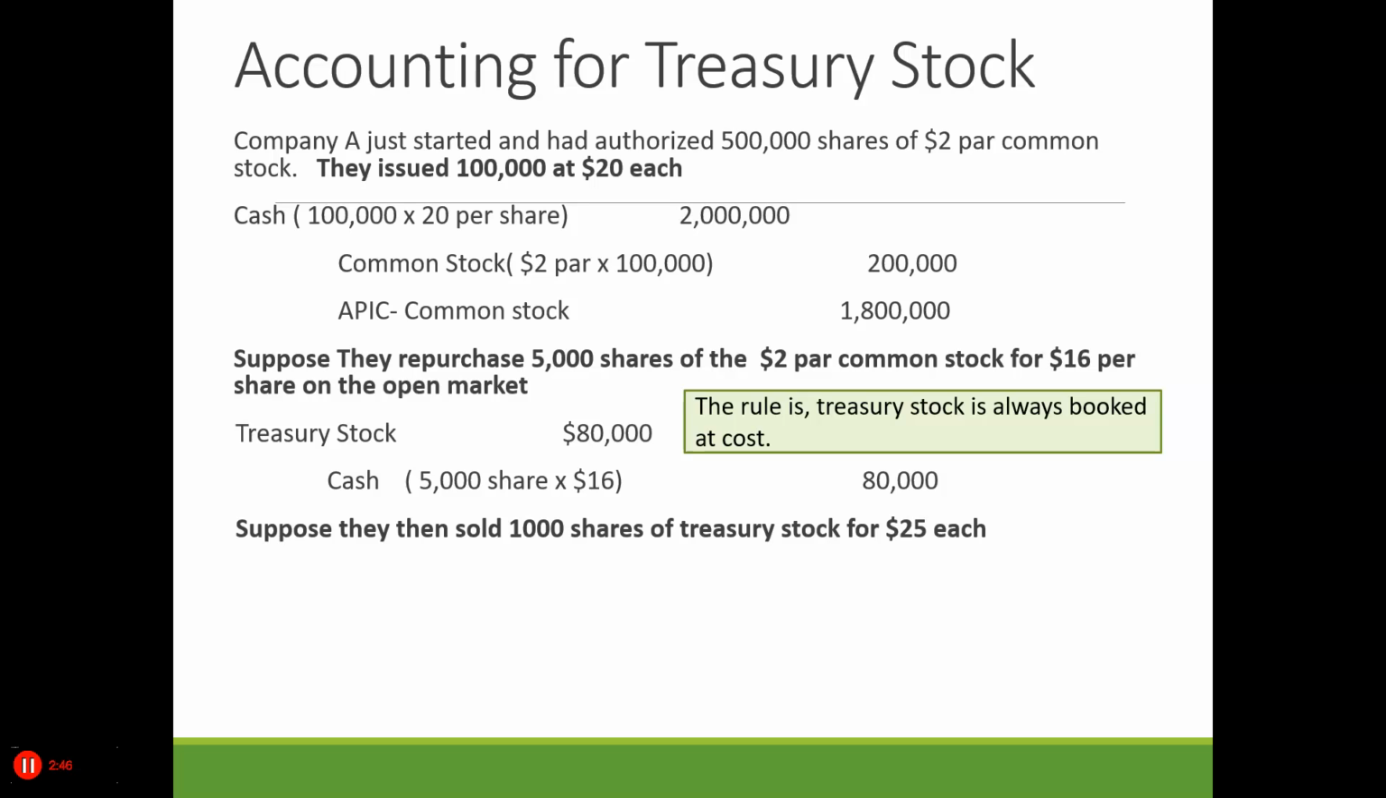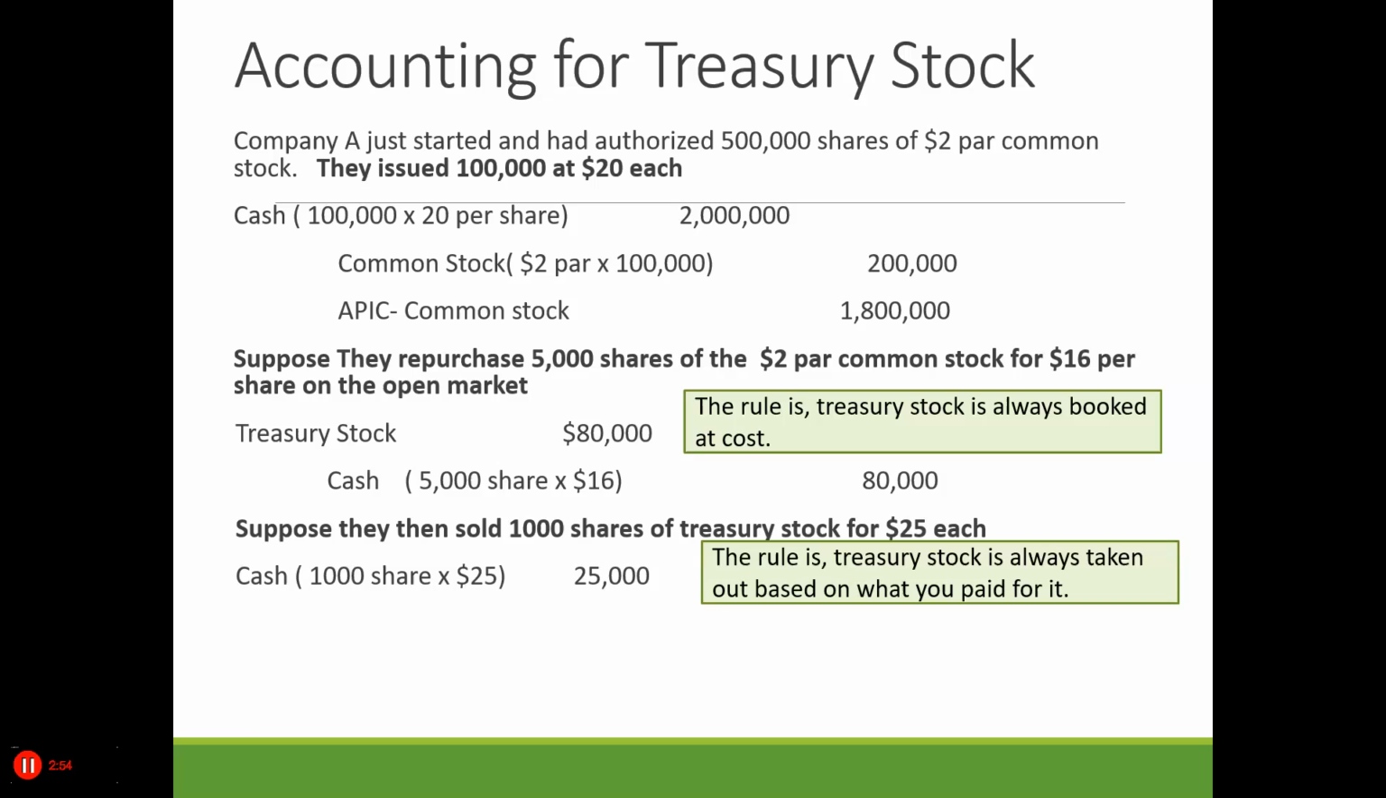Suppose they then sold 1,000 shares of the treasury stock for $25 each. So cash would be 1,000 times 25. The rule is treasury stock is always taken out based on what you paid for it. So we paid 16, so we have to take 1,000 out at 16, and the difference is going to be additional paid-in capital, treasury stock.